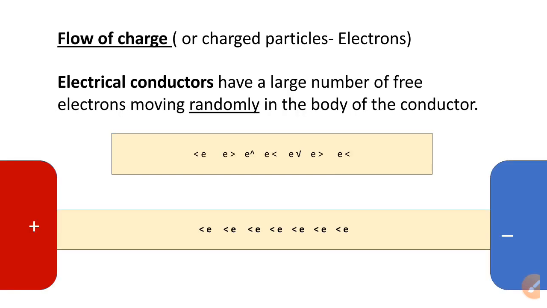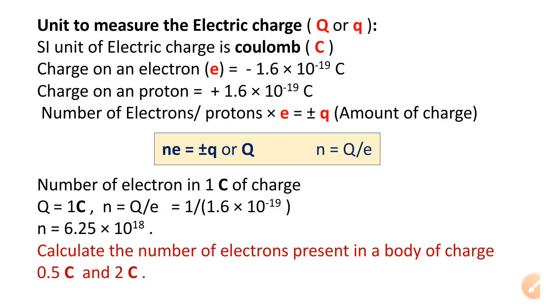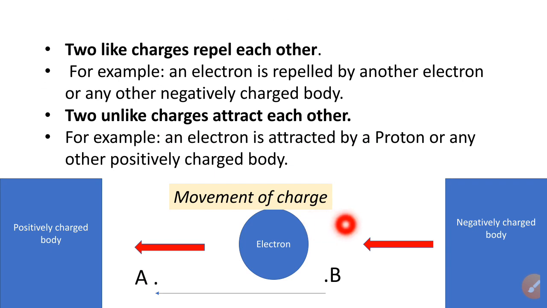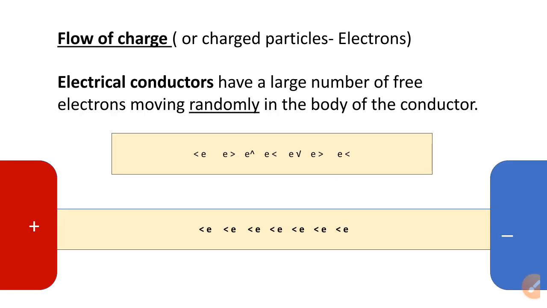Now see the flow of charge. As in the previous picture, it is clear that if two bodies are placed here, or simply one body is placed here, it causes the movement of electrons, which is called movement of charge. So we are going to learn about the flow of charge, the flow of charged particles, electrons or protons. But basically the protons are fixed, so that's why we say electrons.